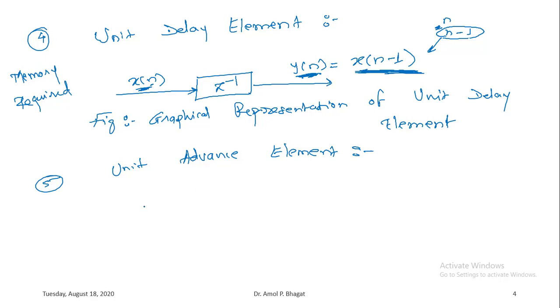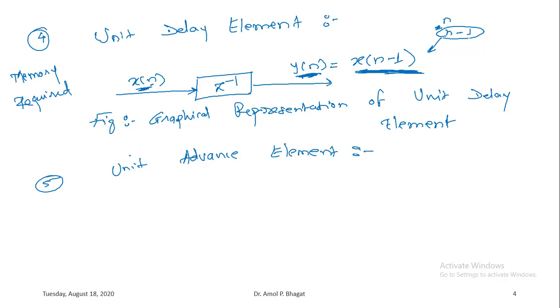Okay, so again in the unit advance element, this operation we have also seen in the previous session, where we applied the input x of n, right? And when it is applied to the system, it has produced the output x of n plus 1. So simply, in contrast to the unit delay, the unit advance moves the input x of n ahead by one sample in time, to produce the output x of n plus 1, right?